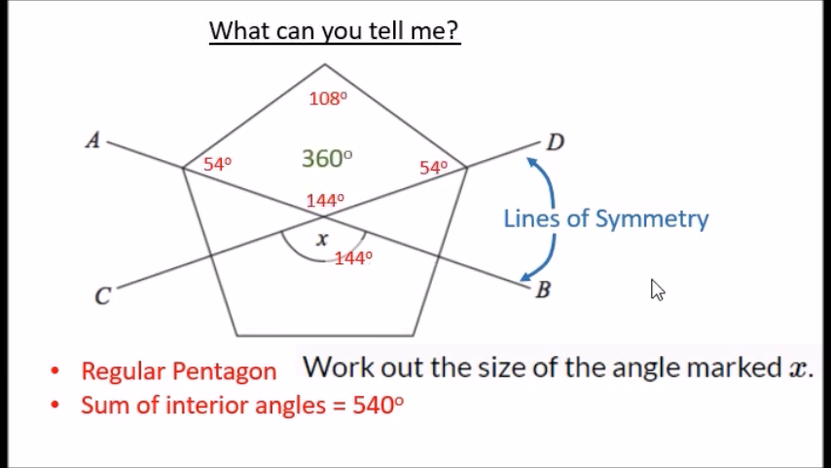Or we could have used this quadrilateral and used the fact that 144 was vertically opposite this one. Or we could have used one of the triangles and recognise that the 36 and the 144 make a straight line. So there's a number of ways we could have approached this question to figure out the size of the angle marked X. I hope you found that useful.